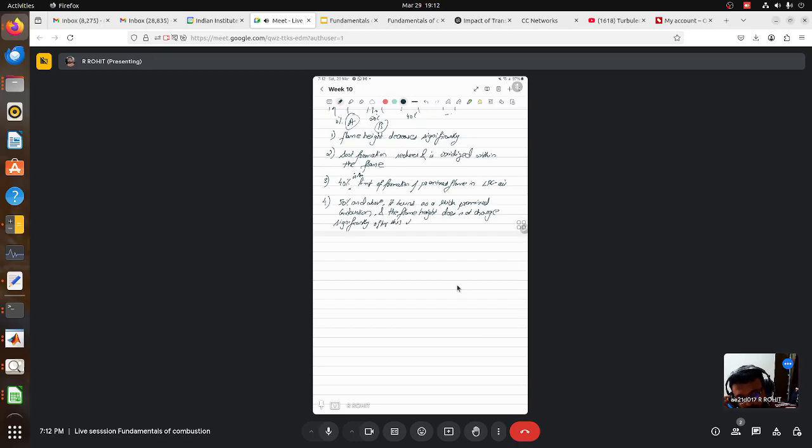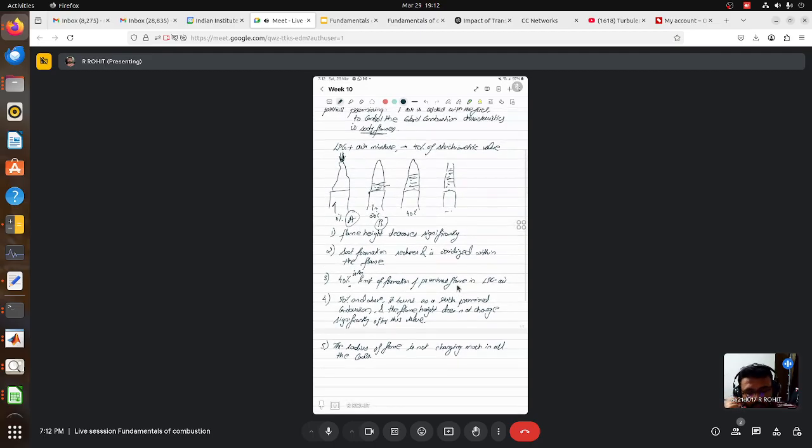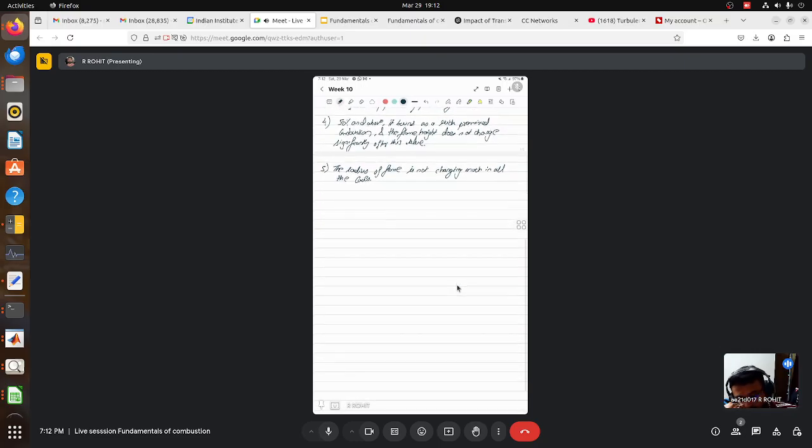After this, one more important thing to remember is the radius of flame. The radius of flame is not changing much in all the cases that you see. The radius of this flame is not changing much. So that was the thing that you need to remember from the partial premixed conditions.